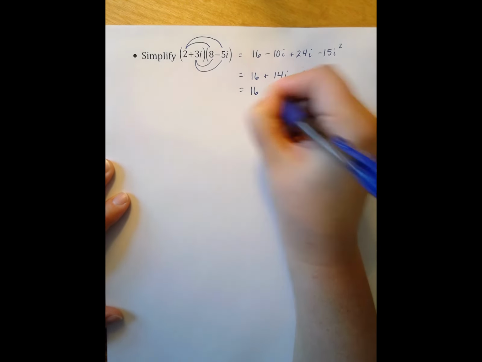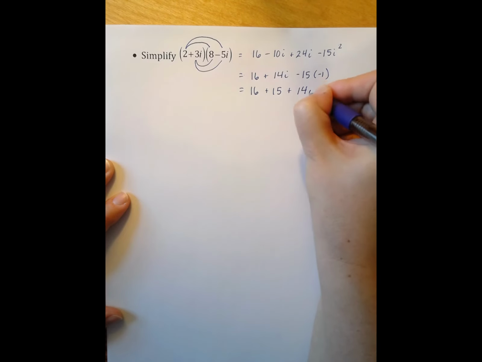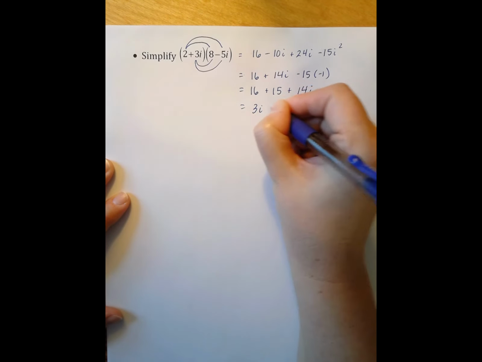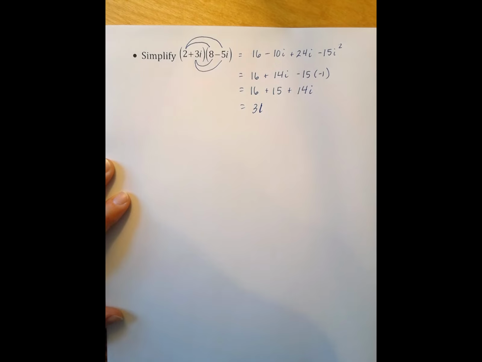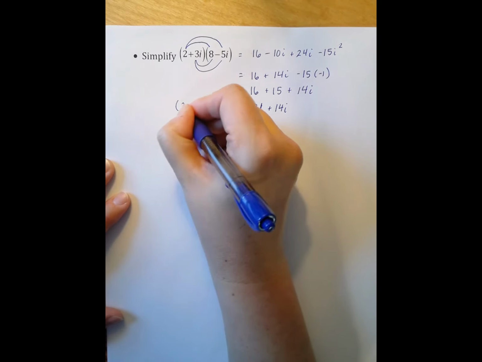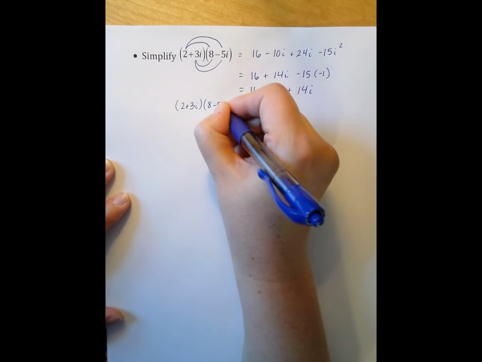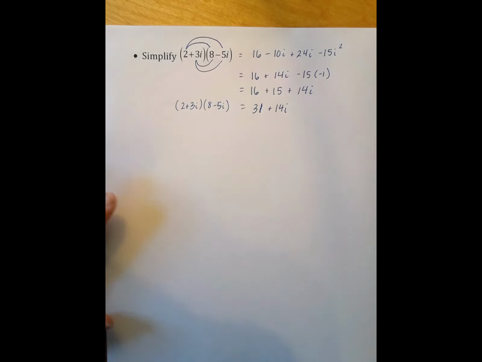So now I have 16 plus 15 plus 14i. So I've got 31 plus 14i. The quantity 2 plus 3i times the quantity 8 minus 5i is 31 plus 14i.